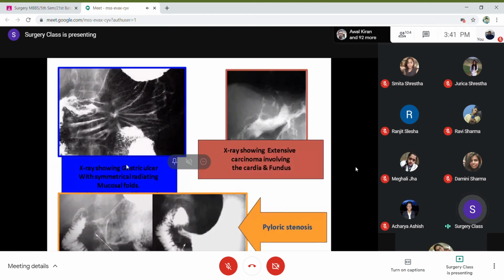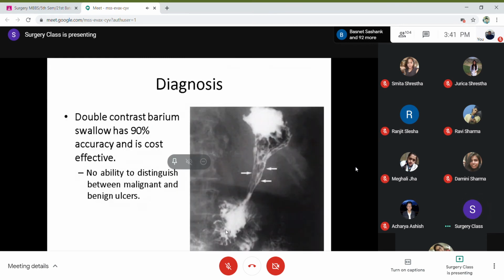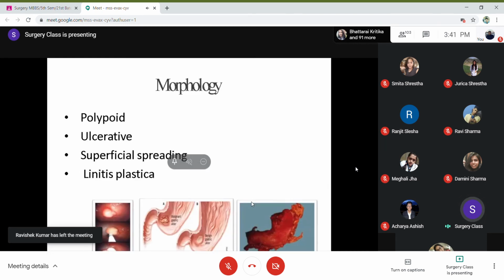And if you see the double contrast, you can see the gastric ulcer with radiating mucosal folds towards the ulcer crater. And you can see here the pyloric stenosis. In the antropyloric region, there is a growth which might have caused the pyloric stenosis. You can see here, this is the fundus, this is the antrum, and in between, in the corpus of the stomach, there is a stricture, narrowing. So these are the various contrast X-rays which will tell you about the different types of stomach ulcers. To diagnose it completely, you have to do an upper GI endoscopy.